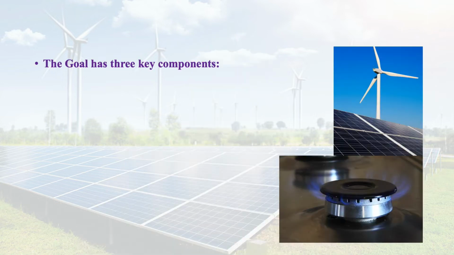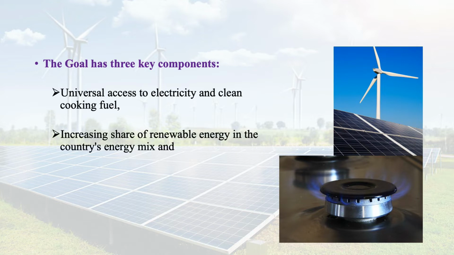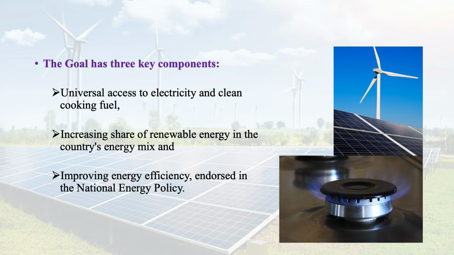Very generally, to achieve this goal, there are 3 important components. One is universal access to electricity and clean cooking fuel. Second, increasing the share of renewable energy in the country's energy mix. And third, improving energy efficiency, endorsed in the national energy policy. Because all of these are linked from top to bottom, means both ways, bottom-up approach and top-down approach, right?